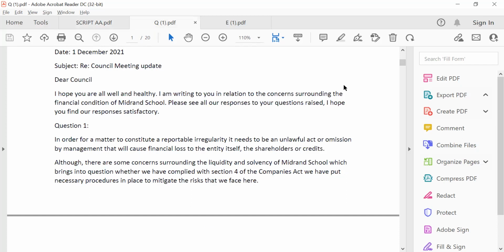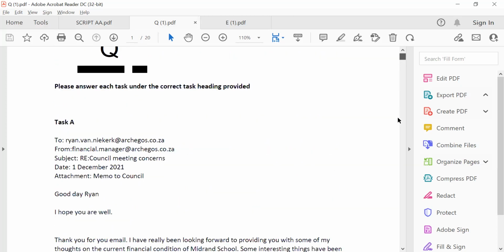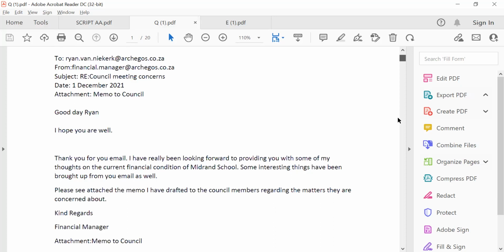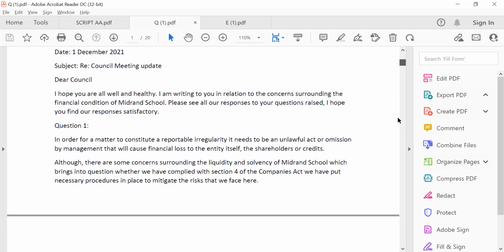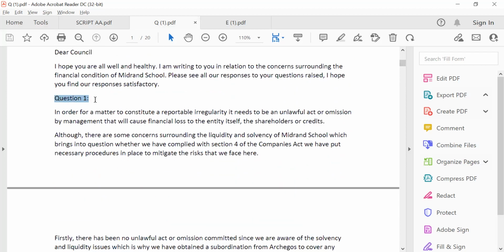Then if we look at the second script, that is script Q. Script Q, the candidate starts off with salutations, okay? Then they respond to the 3 questions. So if we just go directly to the 3 questions, let's just see what has been provided here.